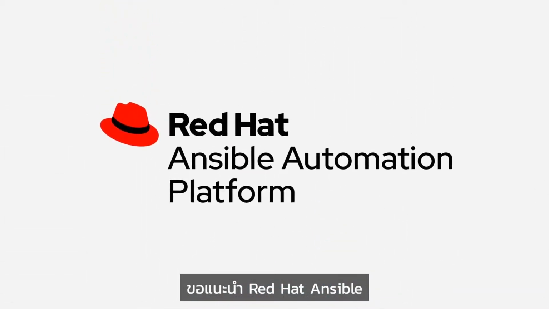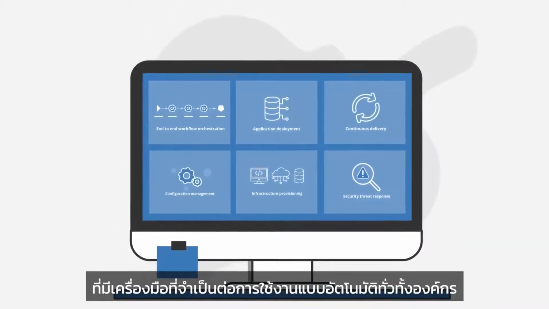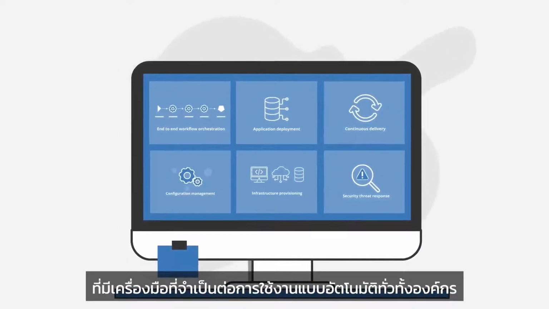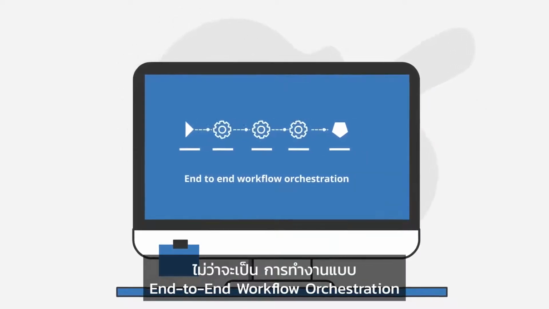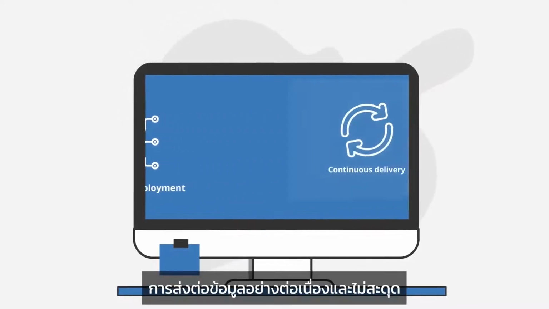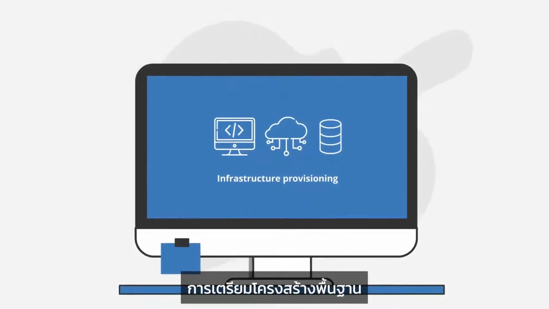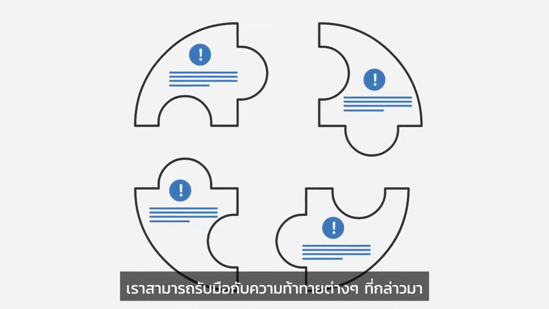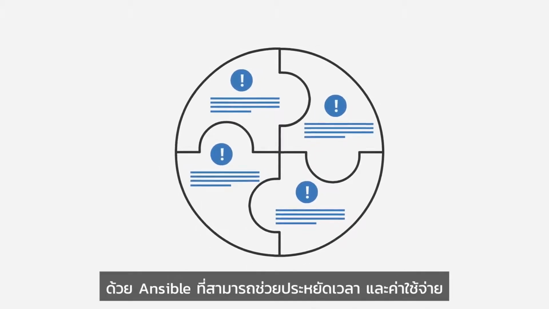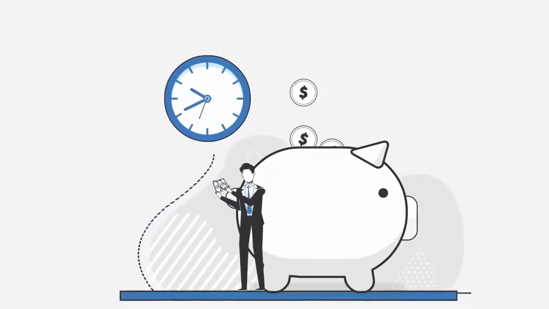Introducing Red Hat Ansible, a powerful automation platform that includes all the tools needed to implement enterprise-wide automation, such as providing end-to-end workflow orchestration, application deployment, continuous delivery, configuration management, infrastructure provisioning, and security threat response. We have prepared some commonly faced issues to share with you how Ansible can help to save cost and time and drive more business returns.